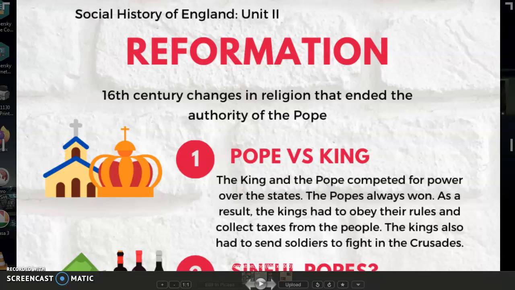principles of religion. The first problem was that there was a quarrel between the Pope and the King. Both of them wanted power for themselves. They did not care about the people, and the popes always won, and the kings had to obey whatever rule was passed by the popes. And they had to even collect taxes from the people. Separate taxes for churches were collected apart from other taxes for the country. The kings also had to send their knights to fight in the crusades or the holy wars.